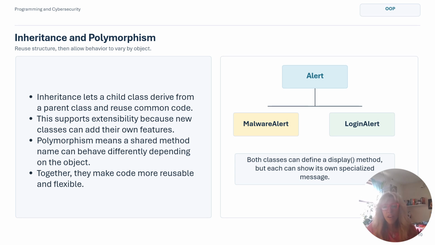So together, inheritance and polymorphism make code more reusable and more flexible. We can create a shared base class for common behavior and then let different child classes customize how they respond or display information.